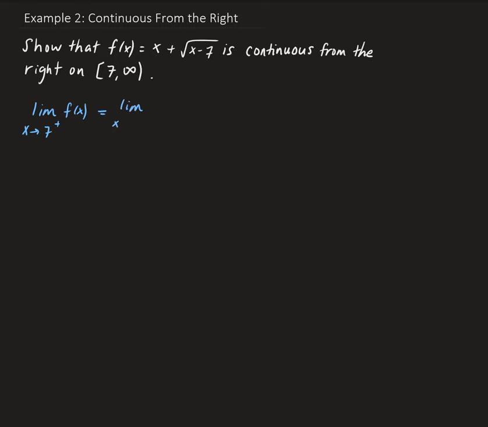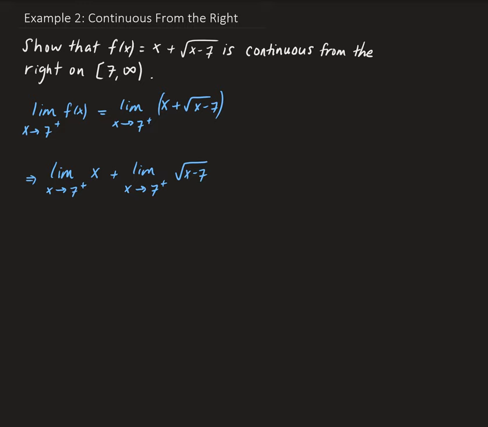We have the limit of x plus square root of x minus 7 as x approaches 7 from the right. From here we can break up this limit. So we have the limit as x approaches 7 from the right of x plus the limit as x approaches 7 from the right of square root of x minus 7. That's using one of the limit operations where you can split it up over the addition operation.